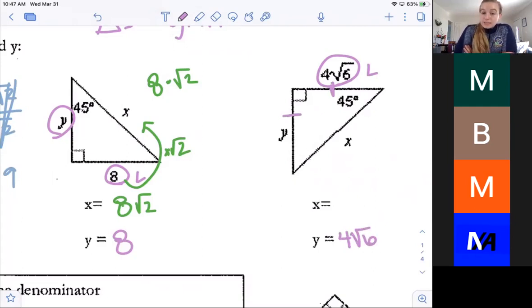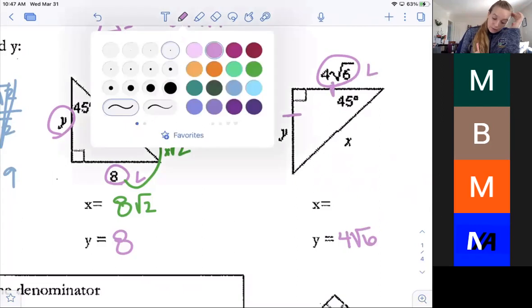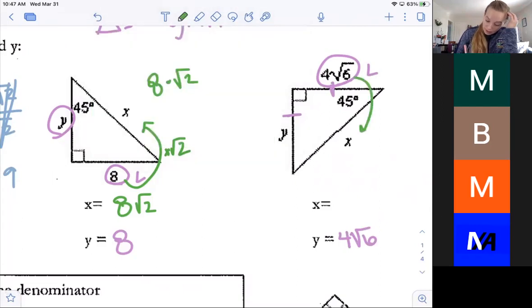Now to get X, I have to do a little bit of math because I'm going from the leg to the hypotenuse. So I'm going to get bigger. So when you get bigger, we multiply by root 2. So I have to do 4 root 6 times root 2.